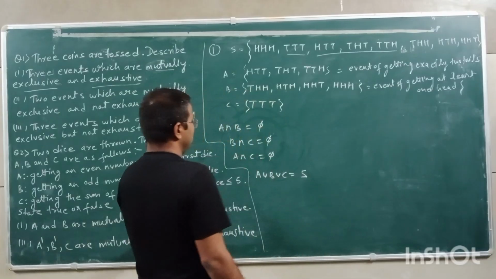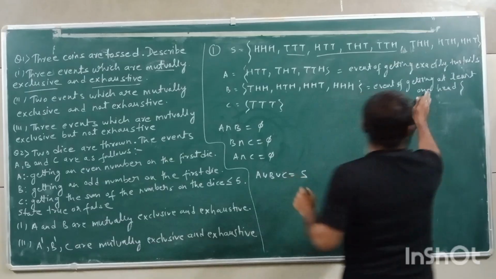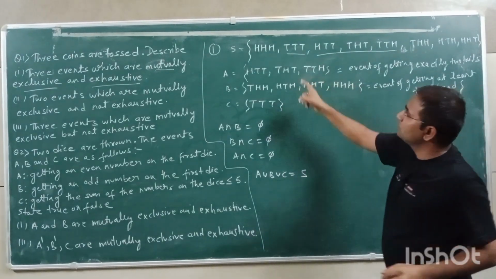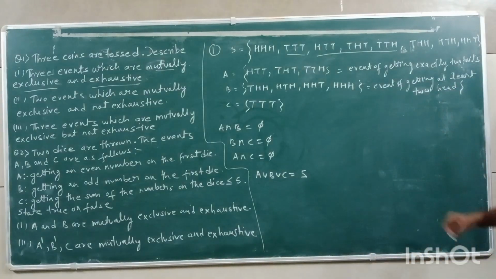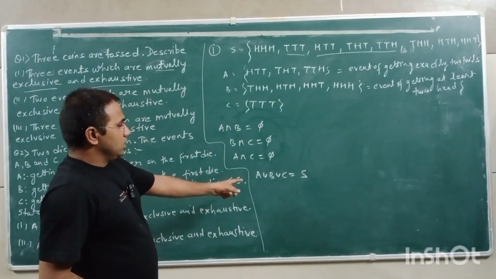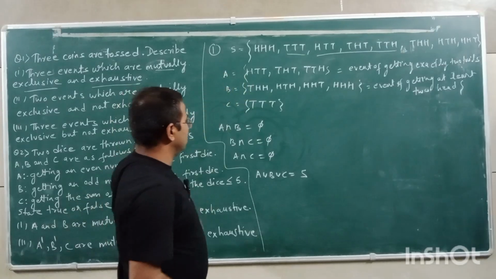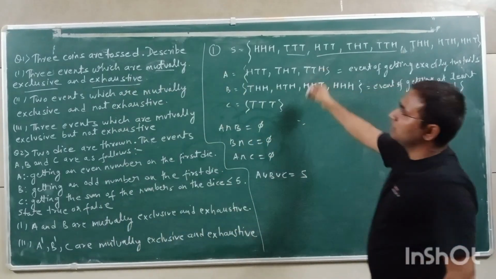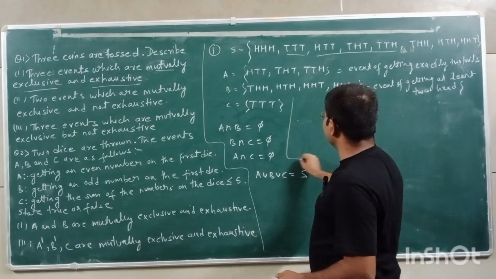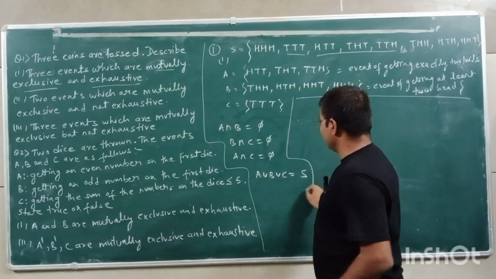Now, one head is written, so here you will write two heads. If you write at least one head, this will also come, so at least two heads, and three heads also come. Now if you take A union B union C, you get the whole sample space. It means these are events which are mutually exclusive and exhaustive. This was the first one.